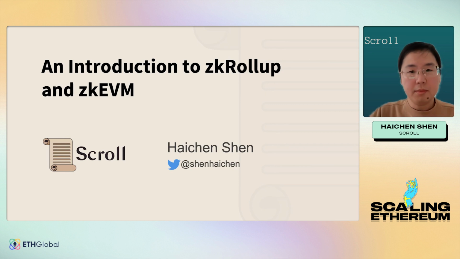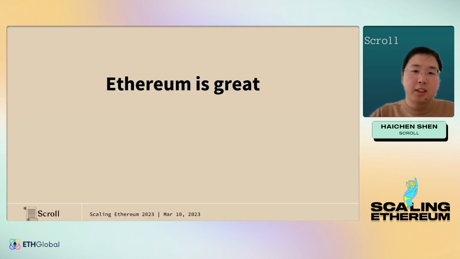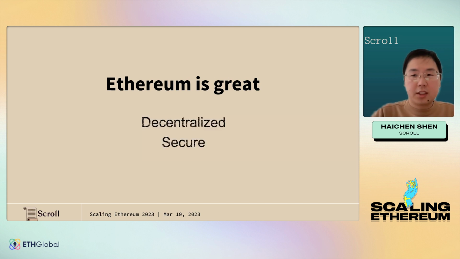So I'll give a little bit more insight into how we are building the zkEVM at Scroll. Okay, so first of all, we all know Ethereum is great because it's decentralized and secure, and it has a humongous community and developers are building on top of that. But Ethereum also has its own problem: it's not built to be scalable, to handle thousands of transactions per second.